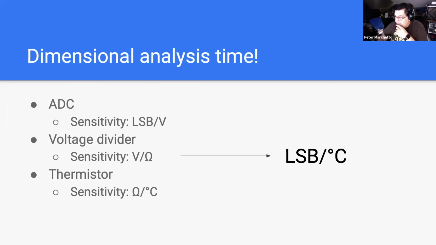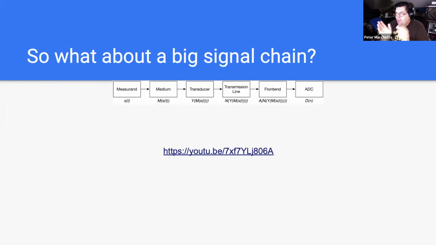So what about a big signal chain? Well, that's actually a perfect cue because it's time for a game of telephone.